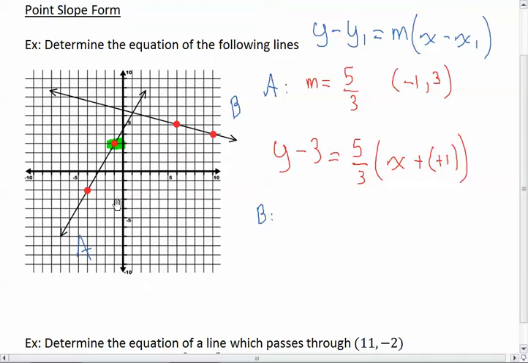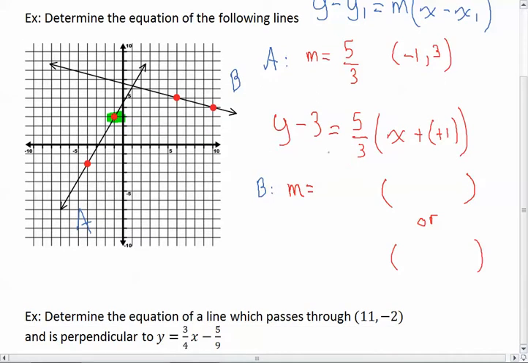for line B. Okay, so let's take a look here. To start out, our slope is negative, and I have a rise of 1 and a run of 5. And I can use either of these reference points. So I can either use 6, 5, or I can use 10, 4. It doesn't matter which point I use. So I'm going to do both.